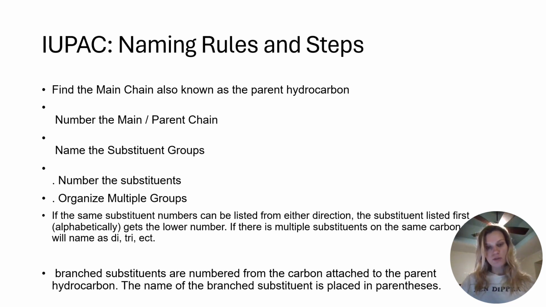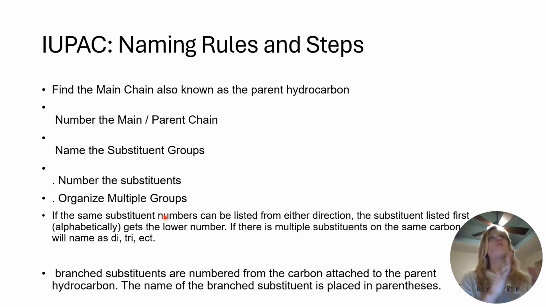And then we're also going to want to number the substituents here. We're going to organize them if there's multiple groups. So when there are 2 or more substituents present, they are listed in alphabetical order. If there's ones also on the same carbon, if it's branching on the same carbon, if there's 2 on it, it will be di. If it's 3, it'll be tri. But the di, tri, etc. doesn't follow that alphabetical order, okay?